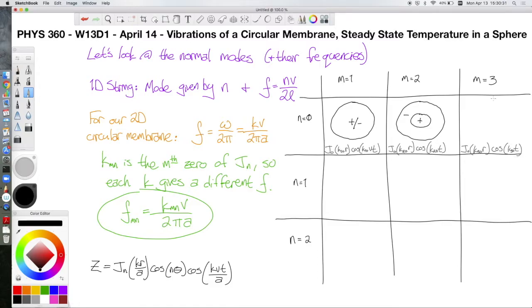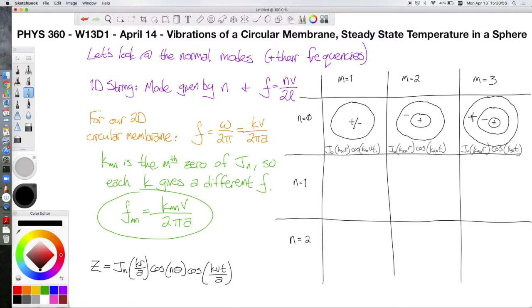Which means that the zero that corresponds to the very edge of this circular membrane will be the third zero of this Bessel function. So we'll have kind of three concentric regions here. And if the middle region is at its maximum positive displacement, the next one out is at its maximum negative displacement, and the outer region is at its maximum positive displacement as well.